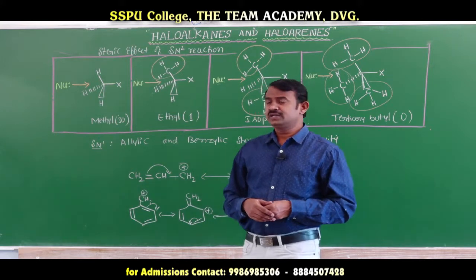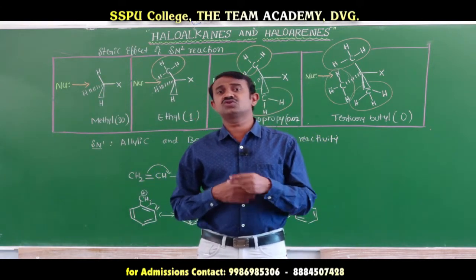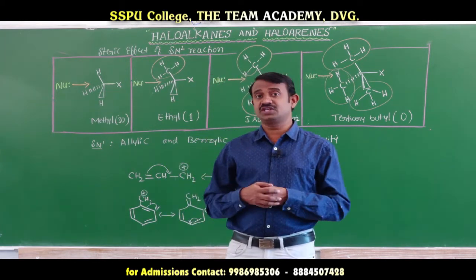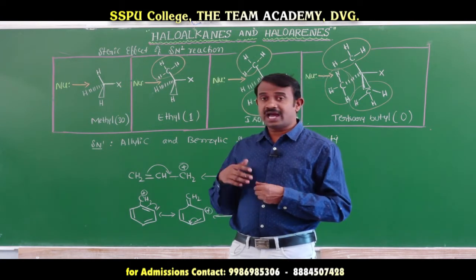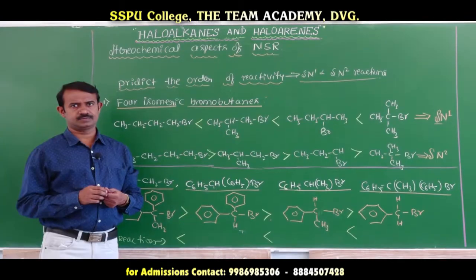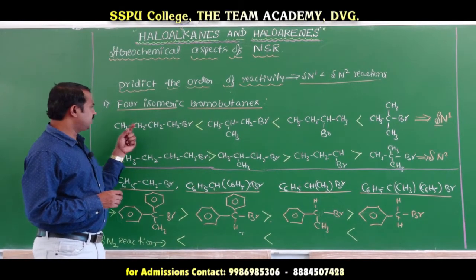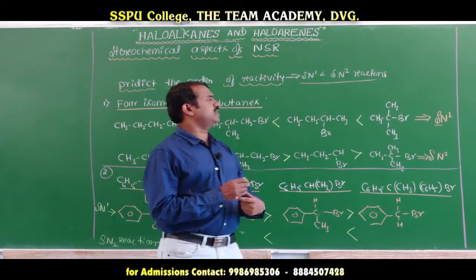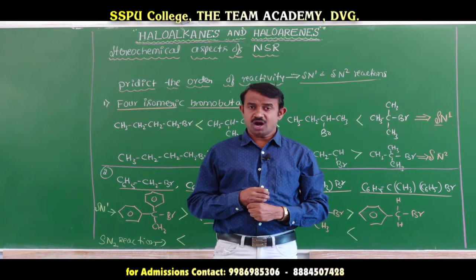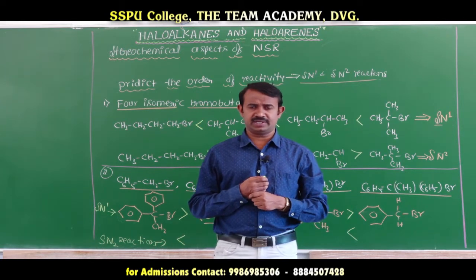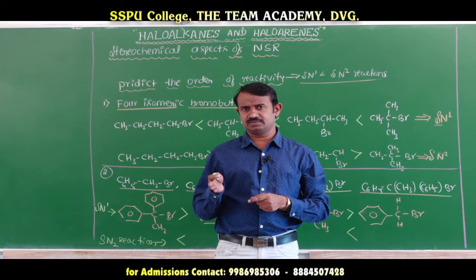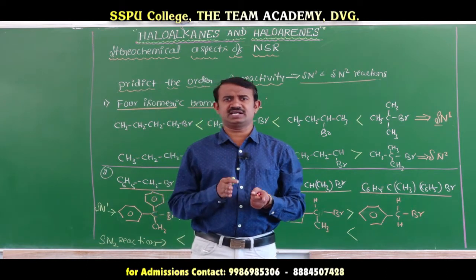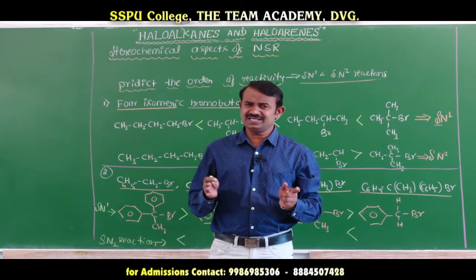Next we will go to the stereochemical aspect, or stereocenter. What is the concept of stereochemistry in alkyl halides and aryl halides? Okay students, some examples are given. Predict the order of reactivity in SN1 and SN2 reactions. You should know the order well: for SN1, tertiary is greater than secondary, and secondary is greater than primary. For SN2, primary is greater than secondary, and secondary is greater than tertiary. That is the order.